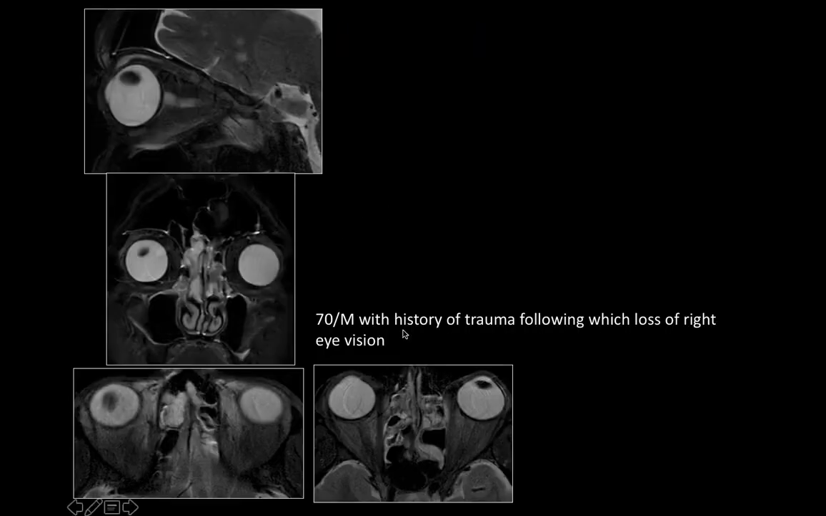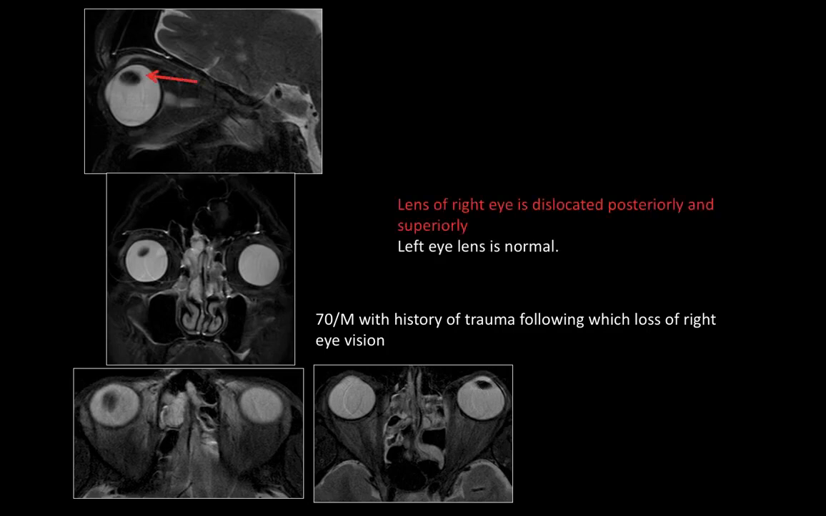This is a 70-year-old male who had a history of trauma, following which he had vision loss. So we have T2 sagittal weighted images, coronal, and the axial images. So what do we see here? The lens is displaced superiorly. No, this is the normal position of the lens here. So here the lens is displaced superiorly and posteriorly into the vitreous humor. This I have shown for comparison, where the normal lens of the left eye is located. So this is traumatic dislocation of the lens.